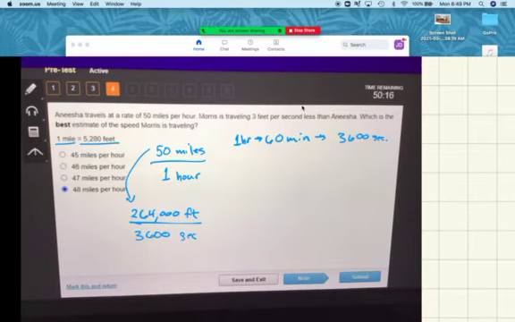Morris is traveling 3 feet per second less. If I divided this, this would be 264,000 divided by 3,600, 73.3 repeating feet per second. And this one's 3 less, so it's about 70 feet per second.